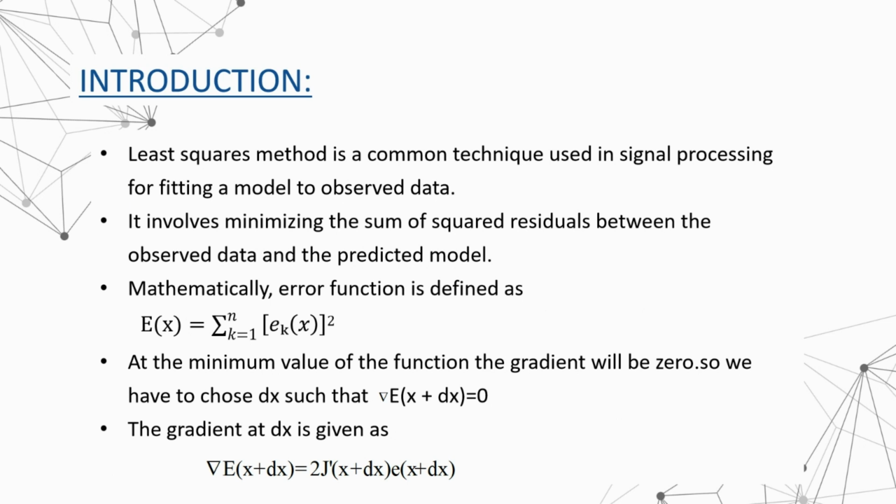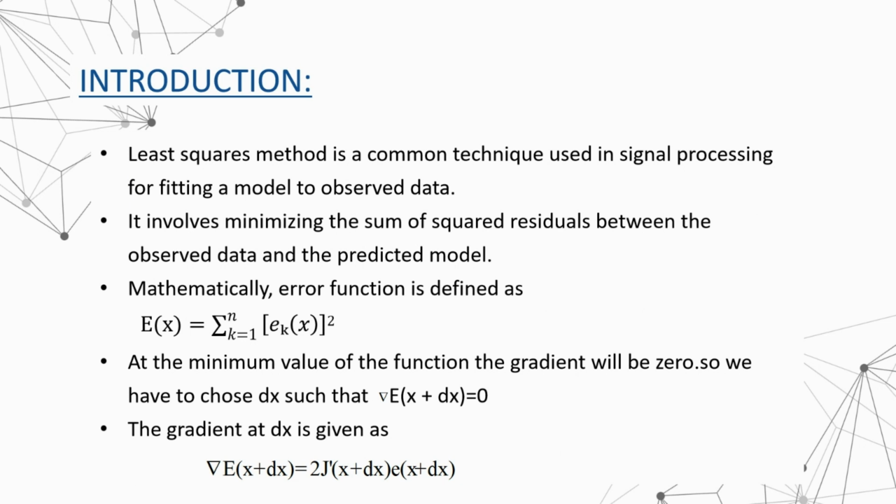Least square method is one of the fundamental and widely used optimization techniques. In this technique, we minimize the sum of the squared residuals between the observed data and the predicted model. Mathematically, error function is defined as E of x equals summation of k equals 1 to n, ek of x square. At the minimum value of the function, the gradient will be 0.